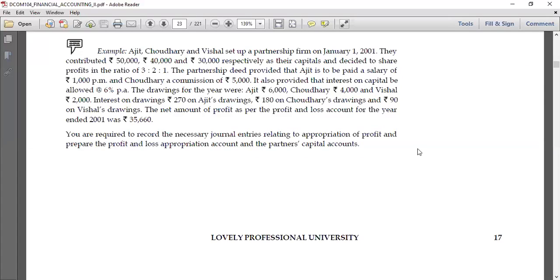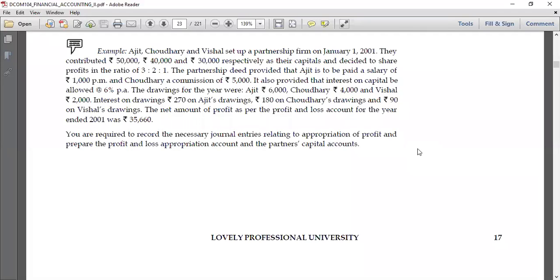Immediately after the ratio, there is something, the 1,000. The firm provided that A is to be paid a salary of 1,000 per month. So you have to multiply 1,000 times 12, right? Because this is per month, and we are preparing for the whole one year. You have to be very careful there. This is not per annum, it is per month. So you write it in the first column, that's 12,000, right? Yes.